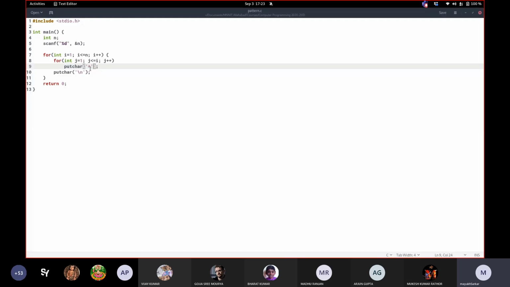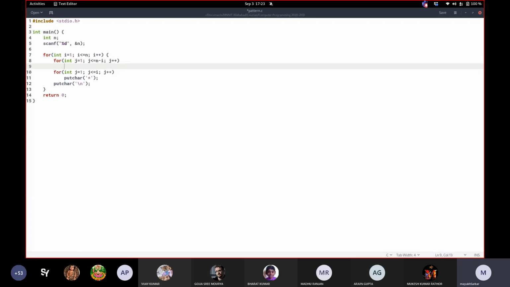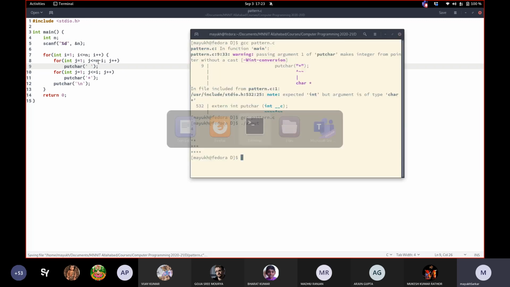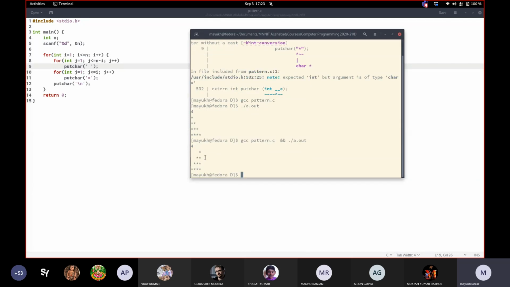Let me execute this here. So there will be i stars, but before that I have to print n minus i spaces. And this will simply shift all our stars. Suppose I am giving 4 again, and this is the output.